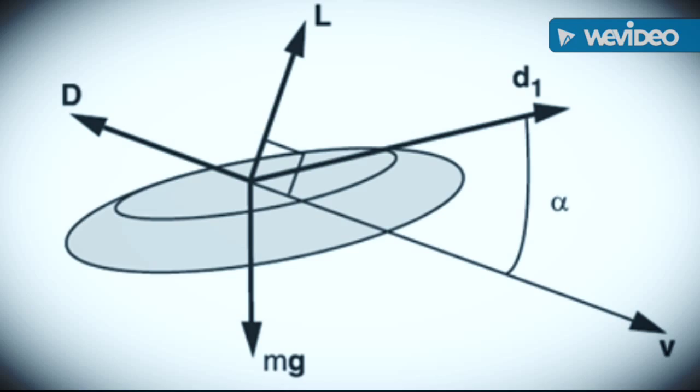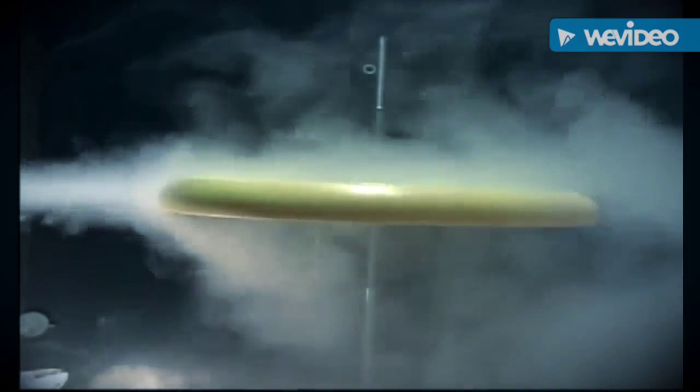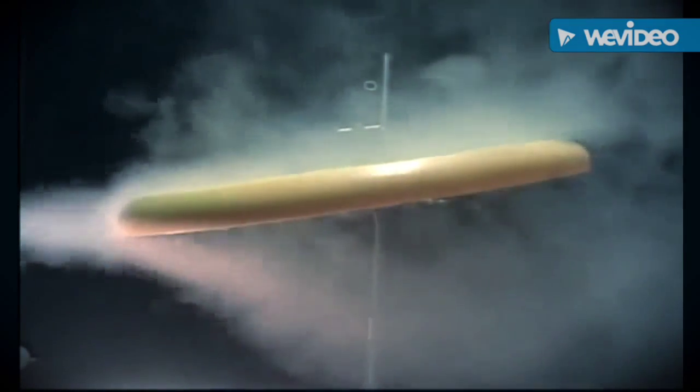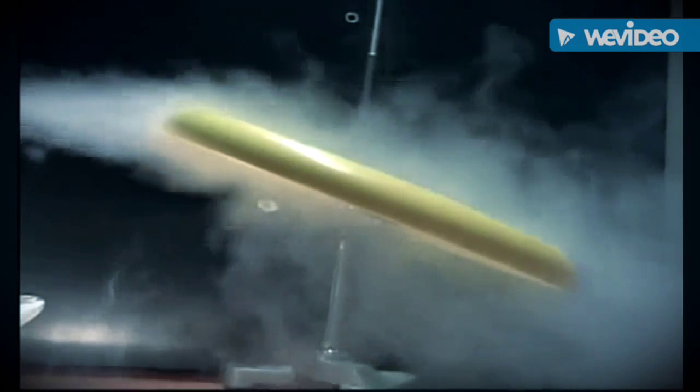Here's a better visual representation of how lift and drag work. Look at the way the wind flows through the bottom and the top of the Frisbee. Here it is at 0 degrees. Here you can see it at a positive angle. And here you can see the Frisbee at a negative angle and how the wind flows around it.